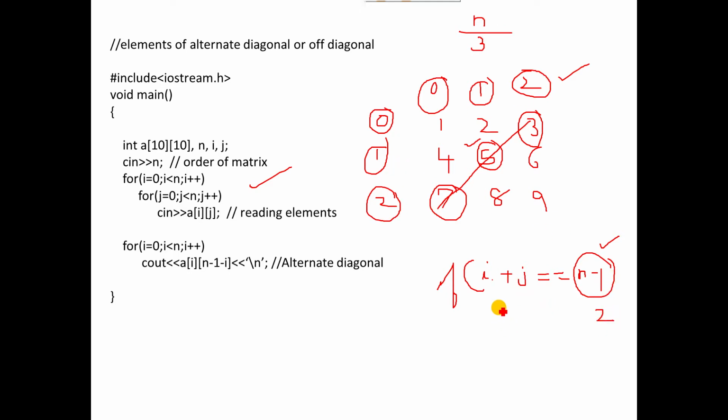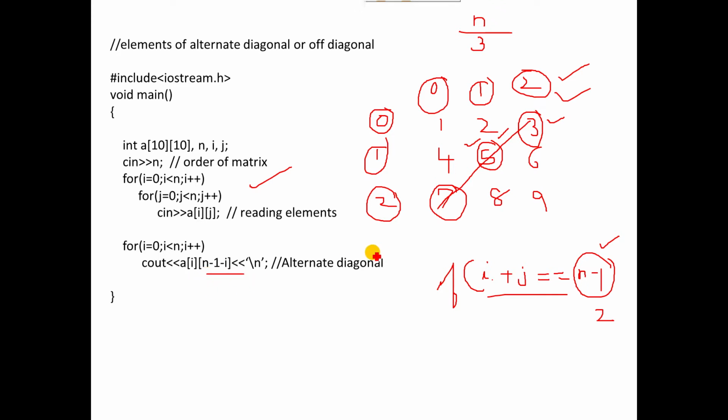So you can either display the off diagonal by using the formula i plus j equal to n minus 1, or you can go for a of i, n minus 1 minus i. So that is 0, and n minus 1 is 2, 2 minus 0 is 2. So 0, 2 is this element. Then 1, and n minus 1 is 2, 2 minus 1 is 1. So the 1, 1 position is this element.